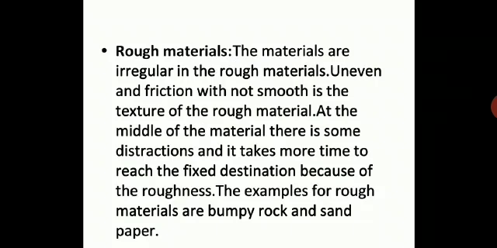Then rough materials. What are rough materials? The materials are irregular. They are irregular, uneven, and have friction, and are not smooth. That is the texture of a rough material. It means it is uneven, it has friction, and it is not smooth. So when you feel friction by touching, that becomes a rough material, and it is not smooth at all.